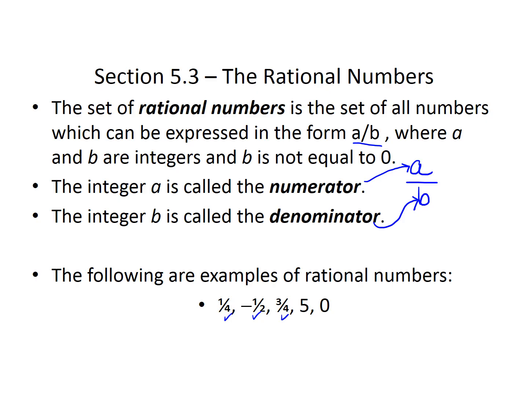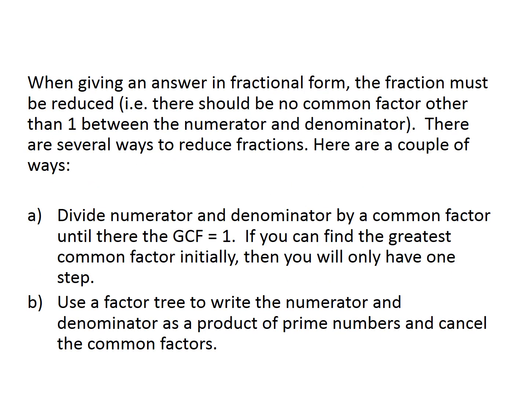5 is also a rational number because it can be written as a fraction, 5 over 1. And the same thing with 0. 0 can be written as 0 over any number. So it is a rational number.